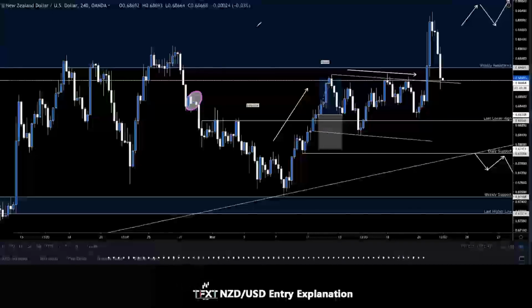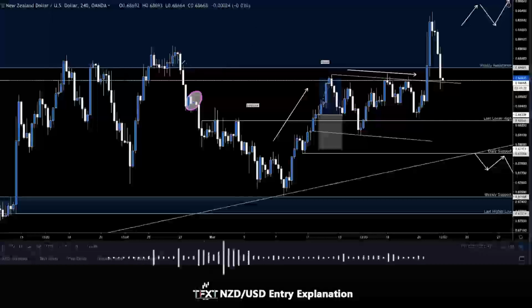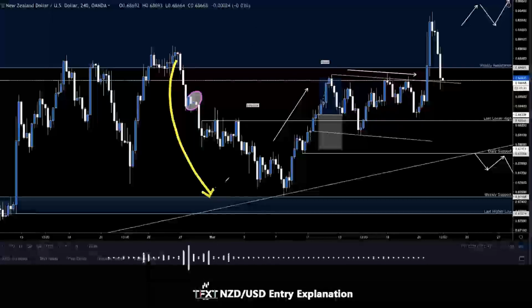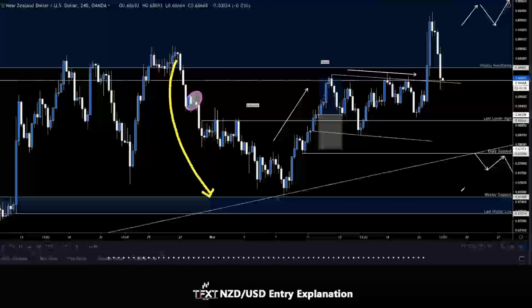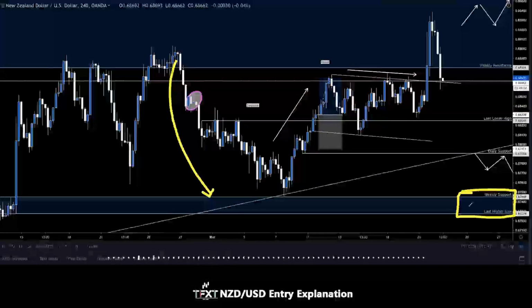Went straight into profit once we had pulled the trigger, but everything was lining up. And so let's get into it. We can see to start, NZD USD made a very aggressive push into a major area where buyers were going to attempt to start getting into the market.